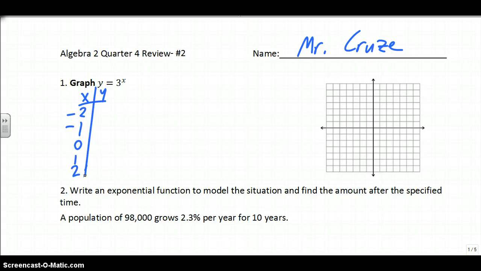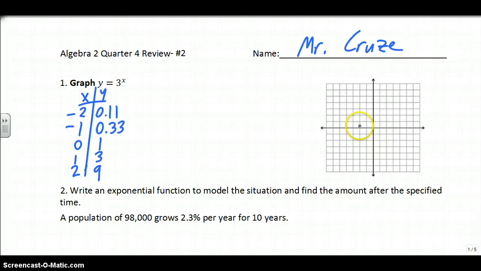3 to the -2nd is 0.1 repeating. 3 to the -1st is 0.3 repeating. 3 to the 0 is 1. 3 to the 1st is 3. And 3 squared is 9. Okay? Hopefully you can see where I got those numbers. Since there's no shifting, there's nothing being added or subtracted on. This is it. Graph it.